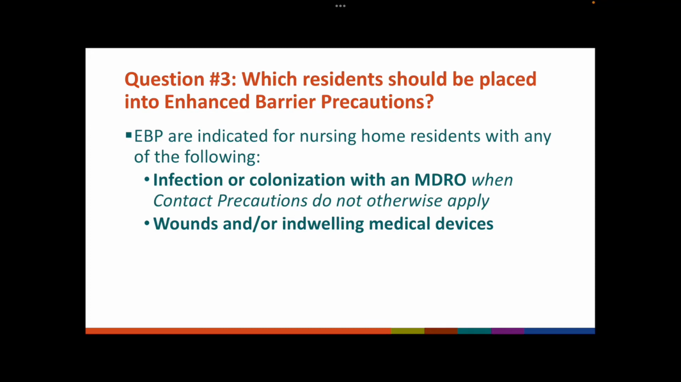While prior iterations of the enhanced barrier precaution guidance were intended for use solely during public health response activities, enhanced barrier precautions are currently recommended to be used broadly in all units across the whole facility for residents who meet either of the above criteria. This broader application includes facilities where targeted MDROs have not yet been identified and is intended to minimize the transmission of MDROs in nursing homes.